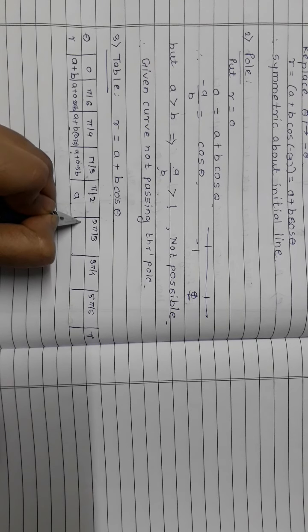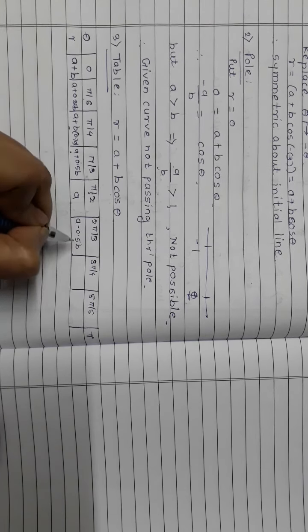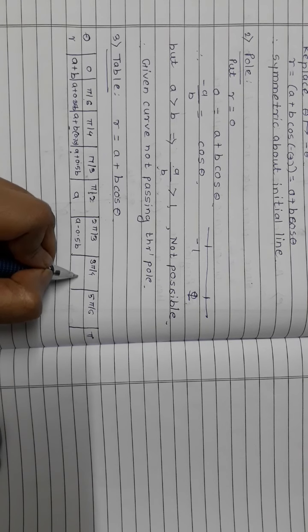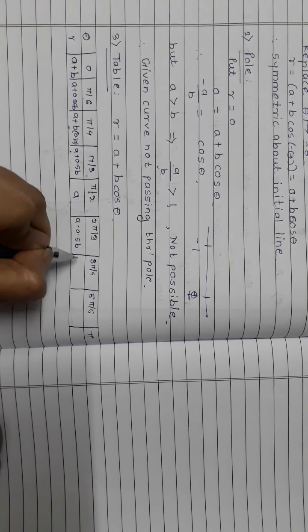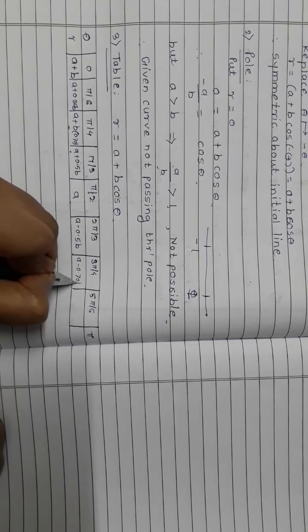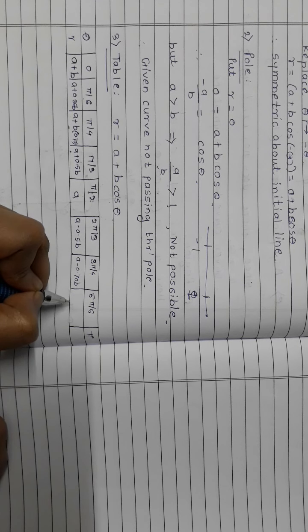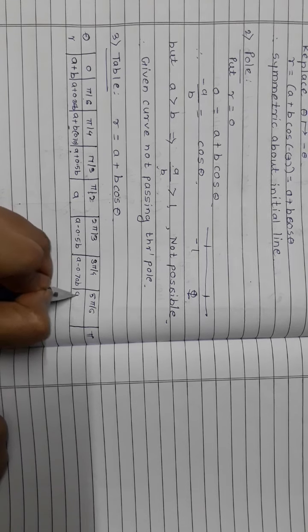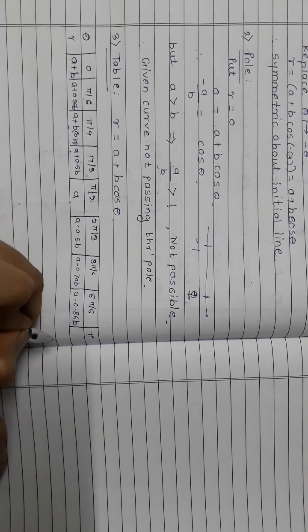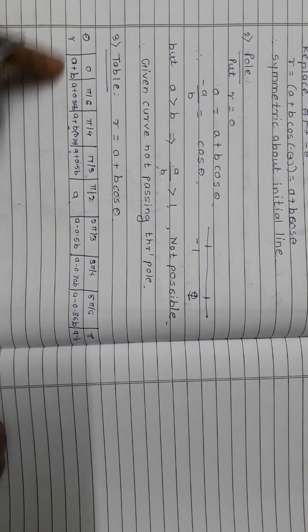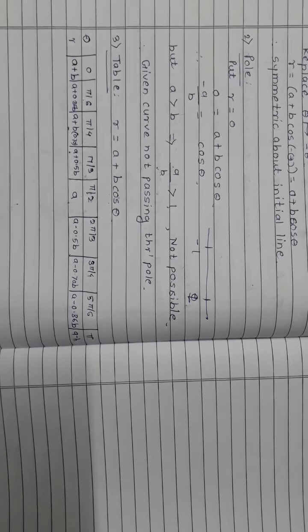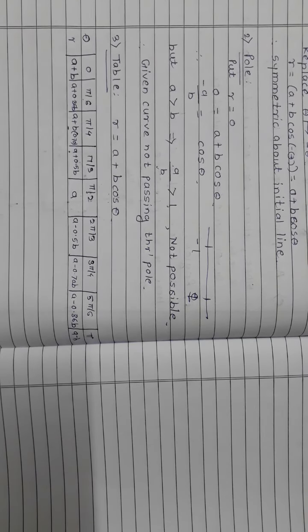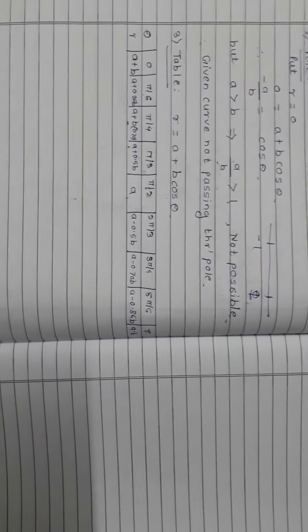Then for 2 pi by 3, cos 2 pi by 3 is minus 0.5, so this is a minus 0.5 b. Then 3 pi by 4, cos 3 pi by 4 is minus 0.70, so this is a minus 0.70 times b. Then the next value is 5 pi by 6, cos 5 pi by 6 is minus 0.86, so this is a minus 0.86 times b. And cos pi is minus 1, so the last value is a minus b. This table we are going to use to plot the points and then join them together to trace the curve. Okay, for now just keep it aside.